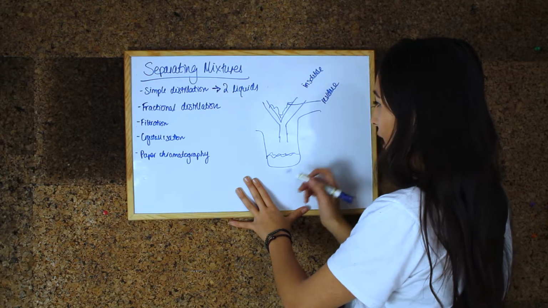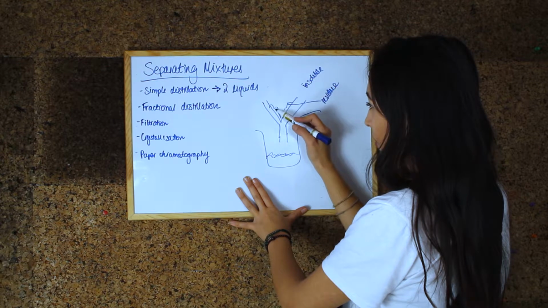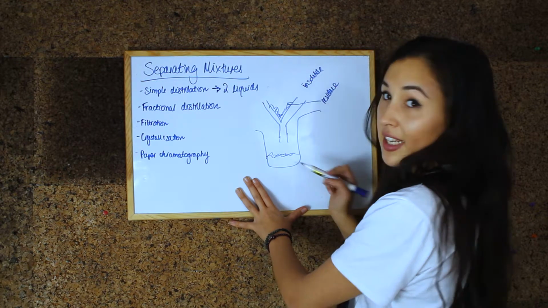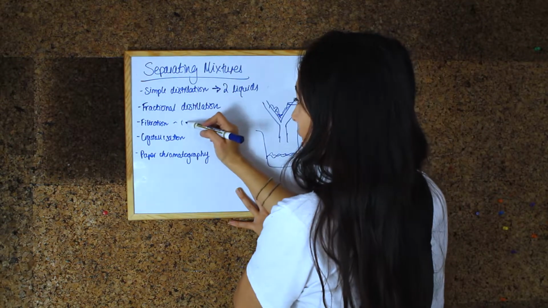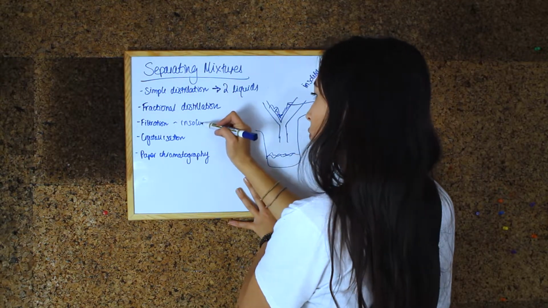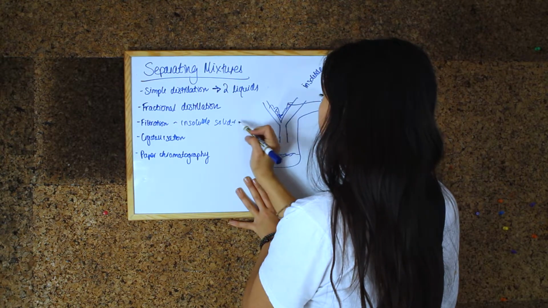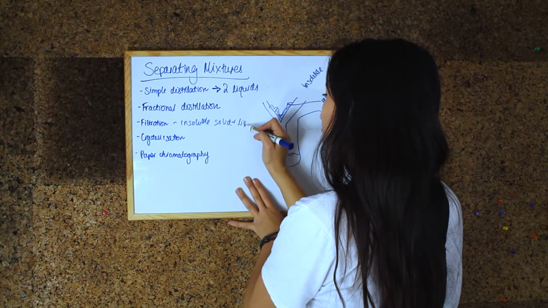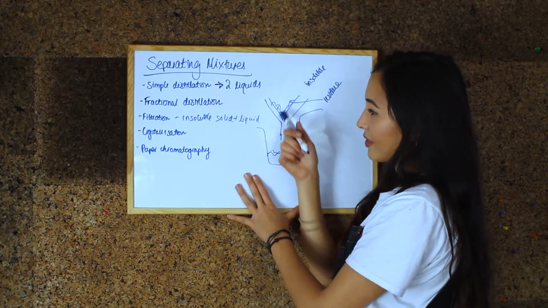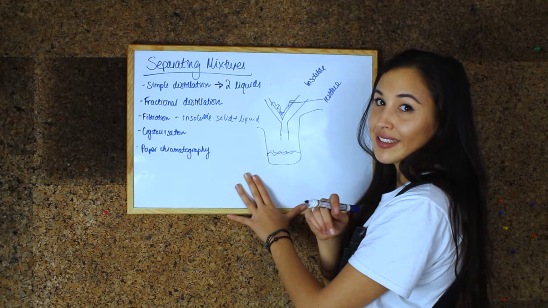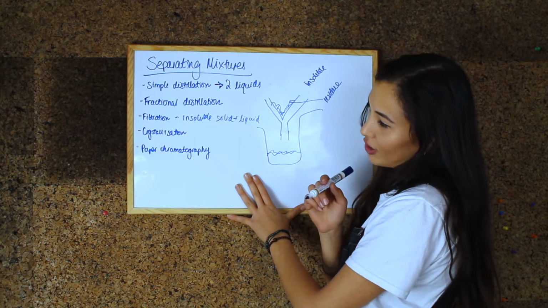So the terminology here: this is the residue, the stuff that gets caught, and the filtrate is the stuff that goes through. And this only works with an insoluble solid and liquid. So, for example, you could do this with muddy water, so then the mud will get stuck here. You could do it with sand, anything that doesn't dissolve. You can't do it with salt, and you can't do it with sugar.